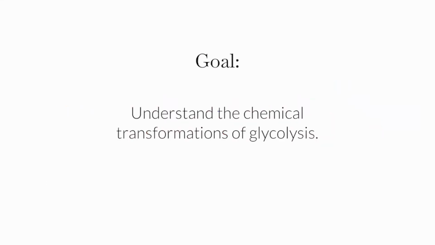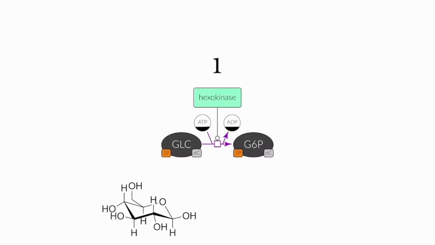But right now, we're just going to go through and try to understand what are the chemical transformations that are actually occurring in glycolysis. We're just going to go through each step and say what happens to these molecules so we can understand how ATP gets made at the end of the day.